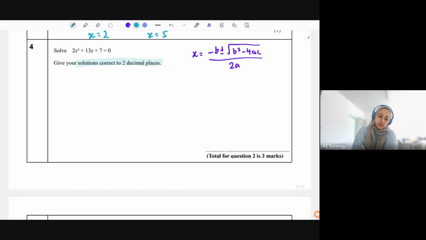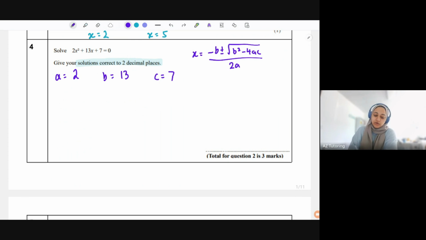So first step in using the quadratic formula, we're going to find what's a, what's b, and what is c. So a is just the number in front of x squared, which is 2. b is the number in front of x, which is 13, and c is just the lone number, which is 7. Be careful that this is in the right order: something x squared, something x, and something a number. They might mix it up in the exam. Make sure you put it in the correct order before you state what is a, b, and c.